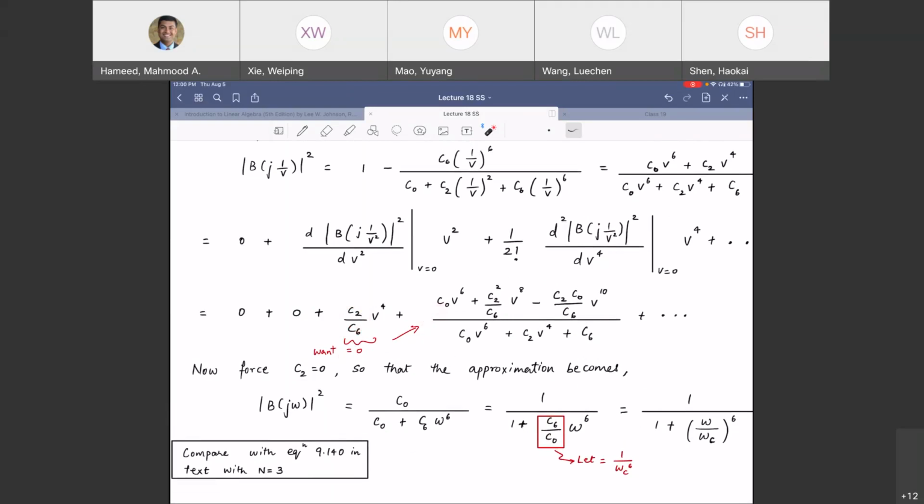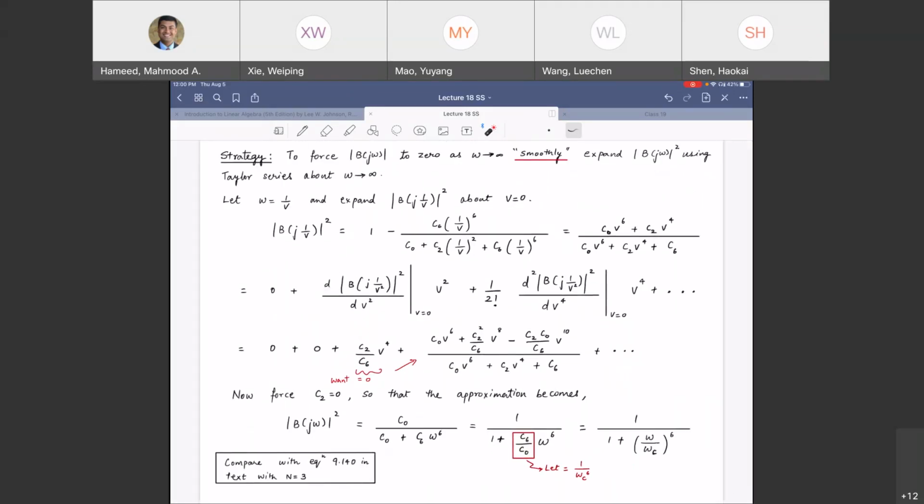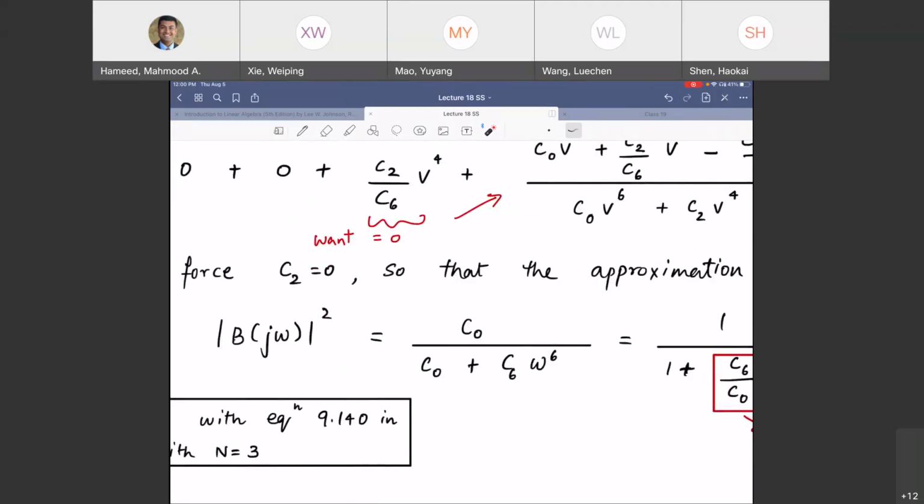What do you get? C0 we don't know yet, C2 we know is 0. So this term has disappeared, this term has disappeared, this term has disappeared. What we are left with is C0 divided by C0 plus C6 ω raised to 6. So by looking at this smoothly going to 0 strategy, the magnitude of the frequency response of this filter has come down to evaluating 2 coefficients, C0 and C6.